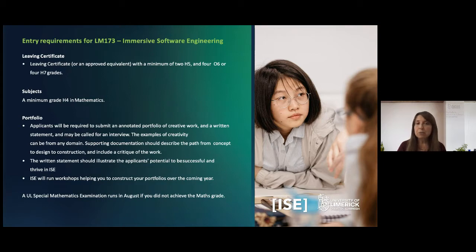The examples show how you found the path from a problem to a solution, so basically problem solving with some kind of technology use. The written statement is a demonstration that you are able to be successful and to thrive in a program like this one. There are going to be some more webinars or workshops later on to prepare your portfolio in the right way.